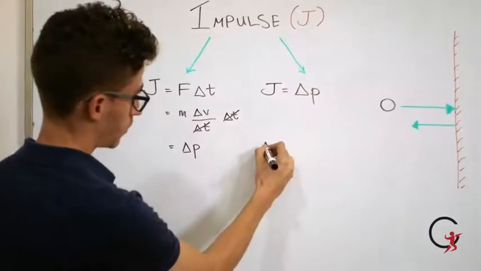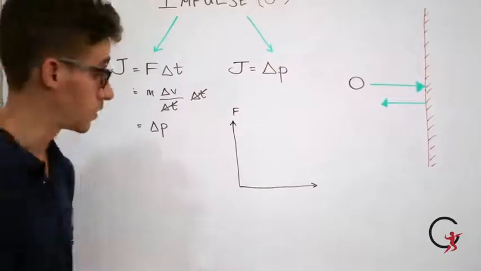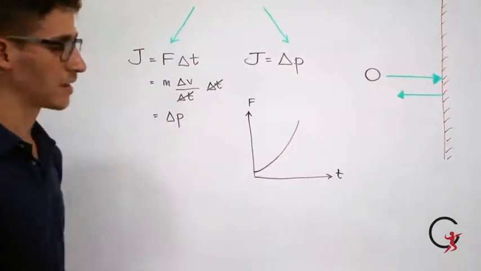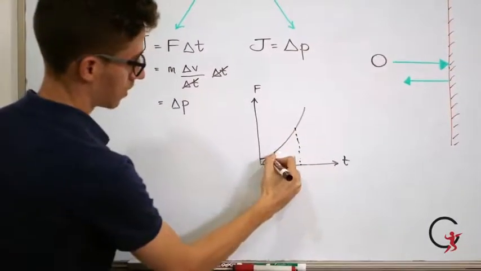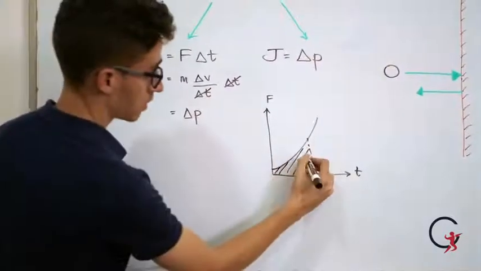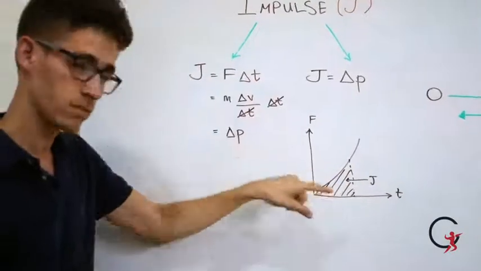Remember that if you have a force versus time graph, which you know that they love to give you, the impulse is always the area under the graph. So just take a look at area. You know how to calculate that. That is going to be your impulse. Remember that it's force times time is the area.